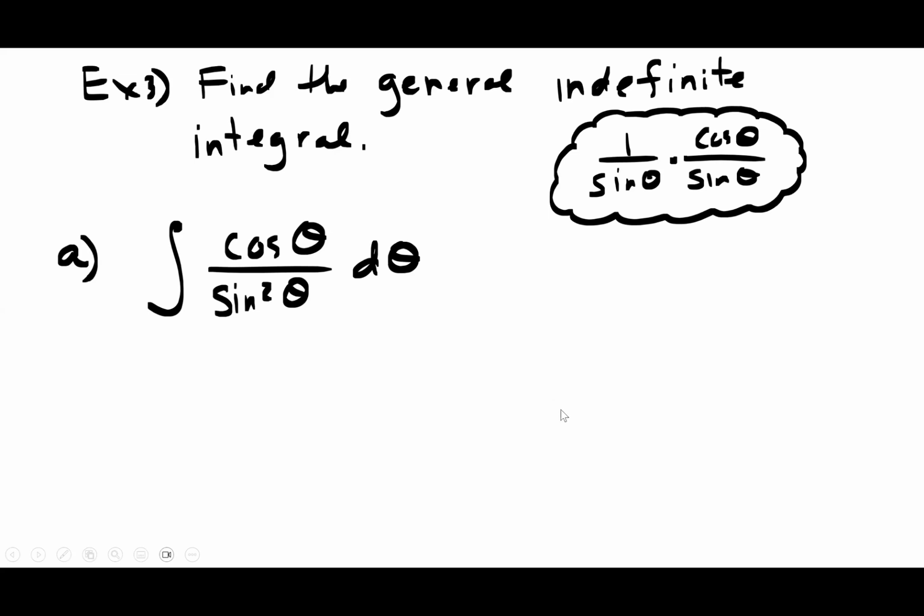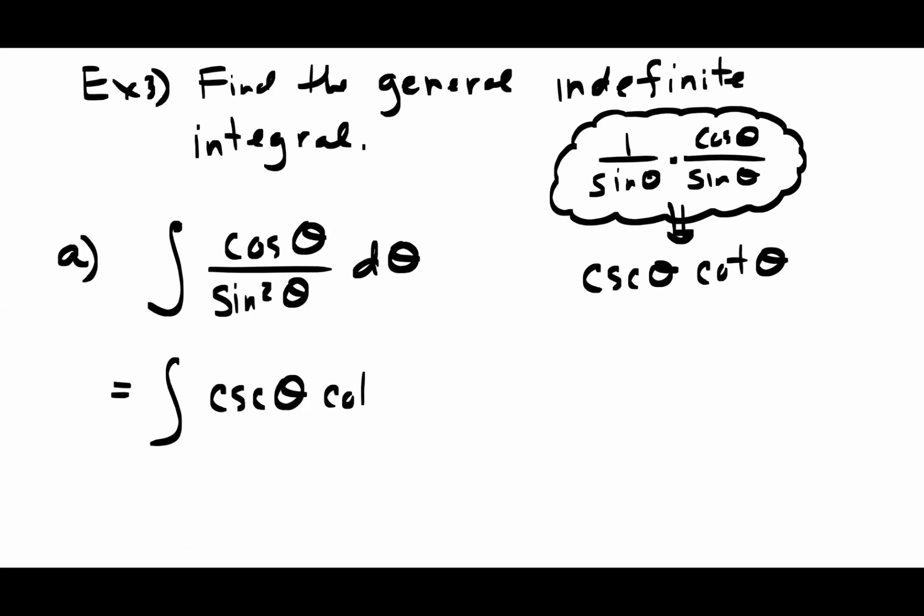All right, what is 1 over sine? I think that's cosecant. And what is cosine over sine? Cotangent. And the question is this, do we have any formula that takes us from cosecant cotangent backwards? Yes, we do. It is negative cosecant theta, and we'll put a plus C there.